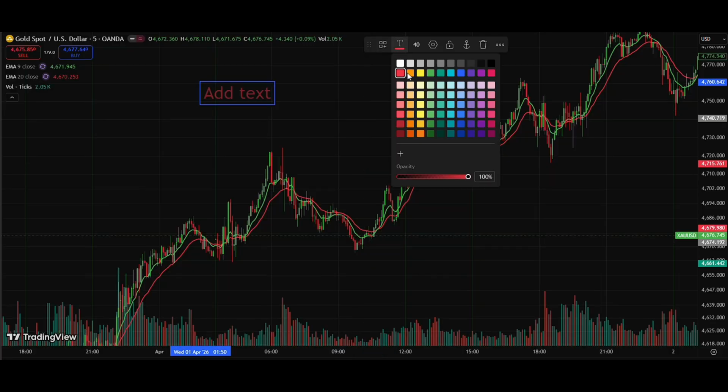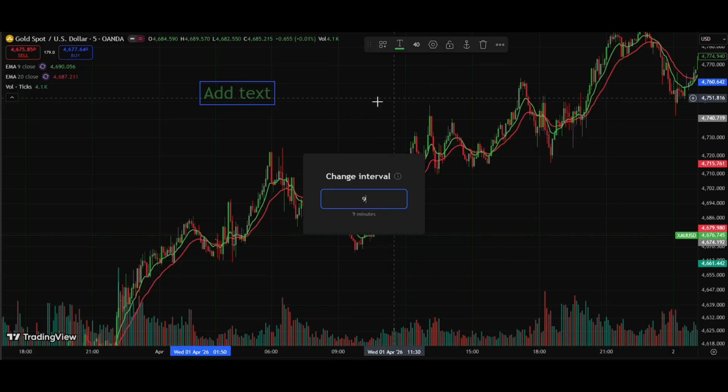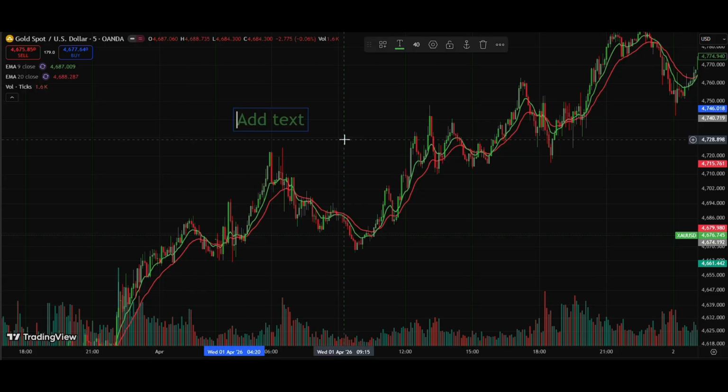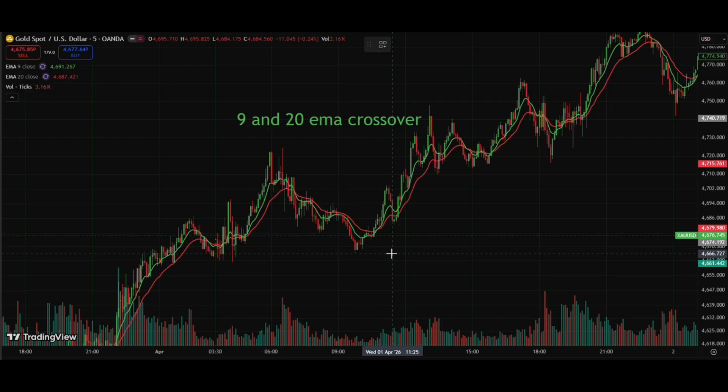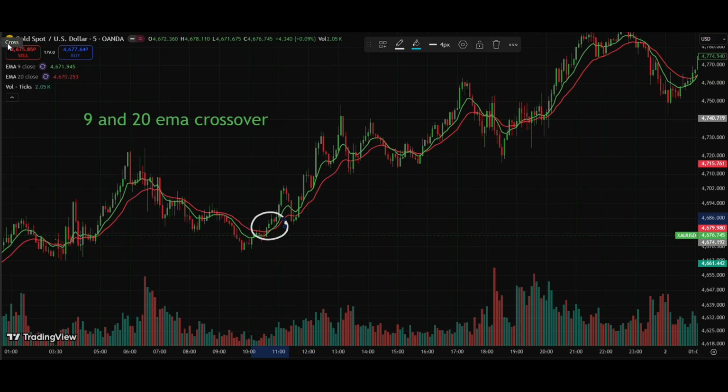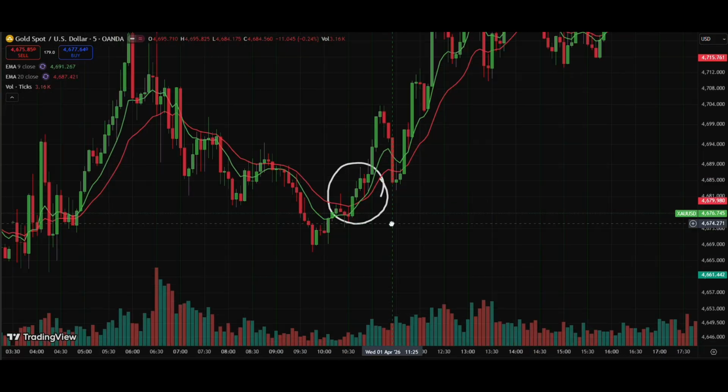Step 2. Wait for the crossover. You're watching for the moment the 9 EMA crosses through the 20. In a bullish setup, 9 crosses up through 20. In a bearish setup, 9 crosses down through 20. This is your alert, your starting gun. You are now in active watch mode. You are not in trade mode yet.